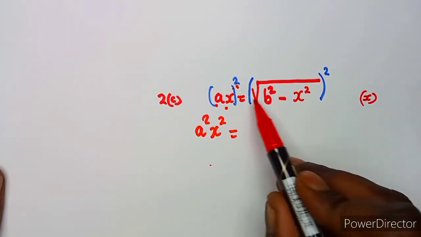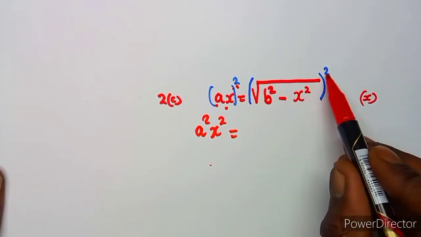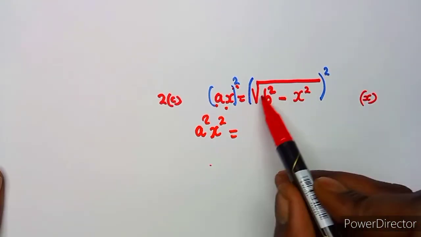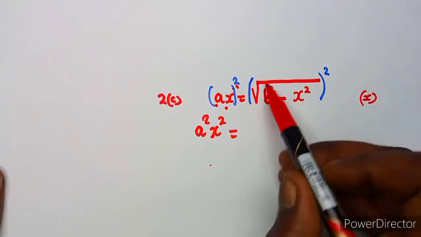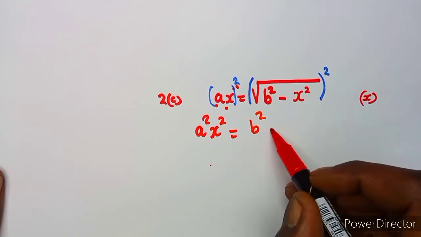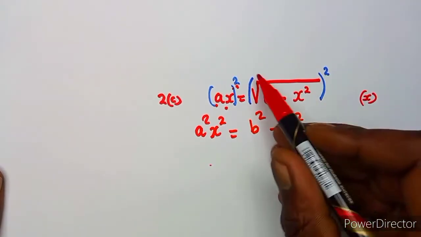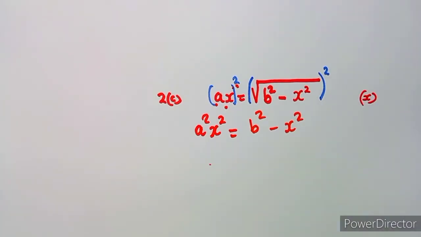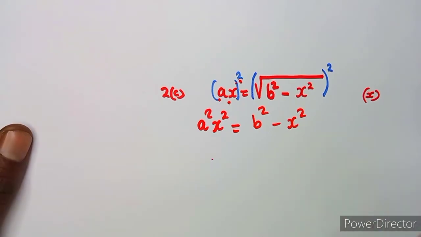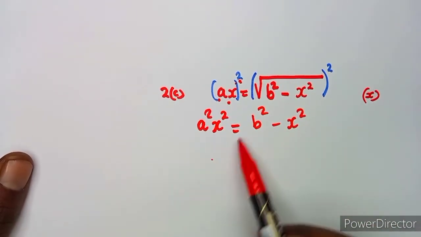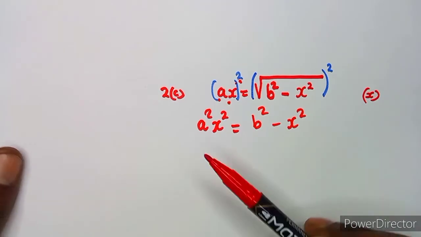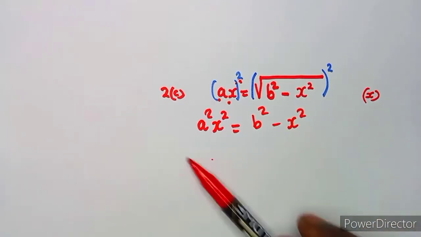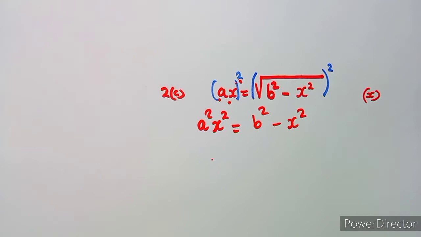But on this side, remember the purpose of squaring both sides was to remove the square root. So this square root is no longer there. You have actually neutralized everything. Now I can clearly see the part that has got x, and I can transpose, because they are now free to move to any part of the equation.